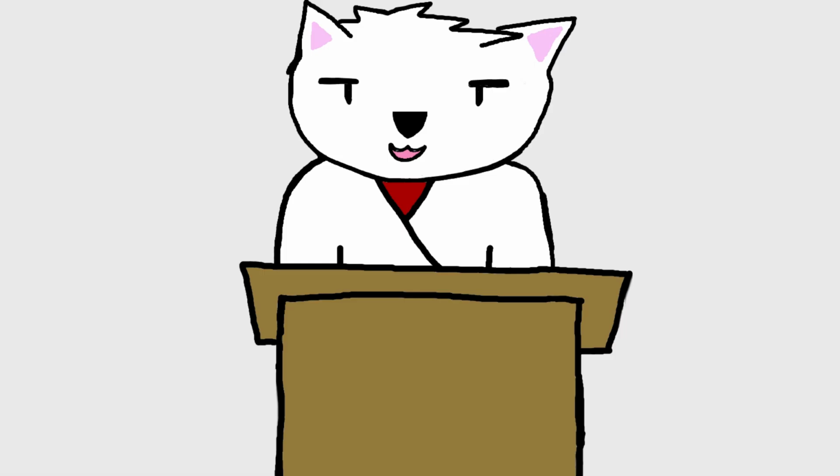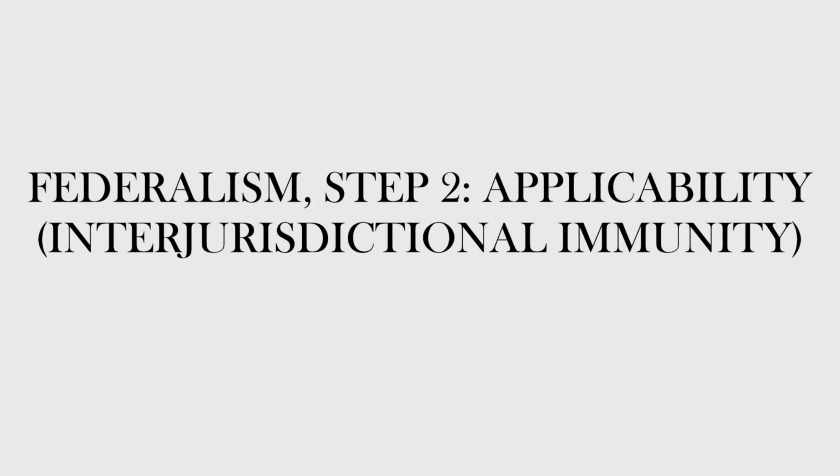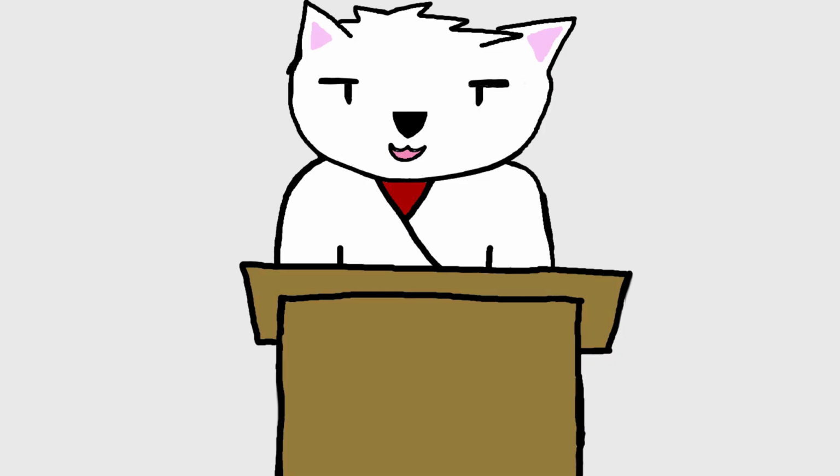Valid laws, however, can be ruled inapplicable under interjurisdictional immunity, or inoperable due to the federal paramountcy doctrine. We'll cover these now. Applicability is the second step of the Canadian federalism analysis, done after a law is found valid but before the federal paramountcy rule can be used. A law is inapplicable when it is blocked by interjurisdictional immunity, or IJI.